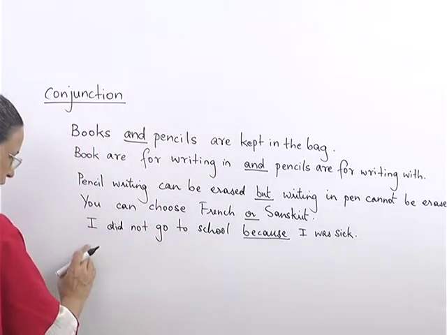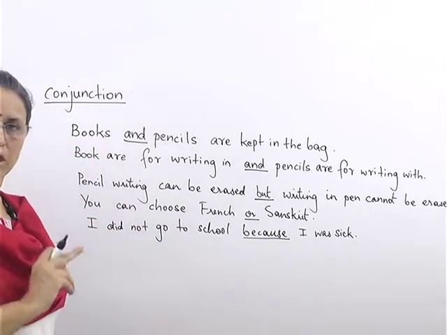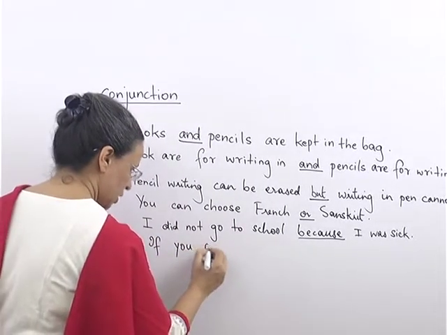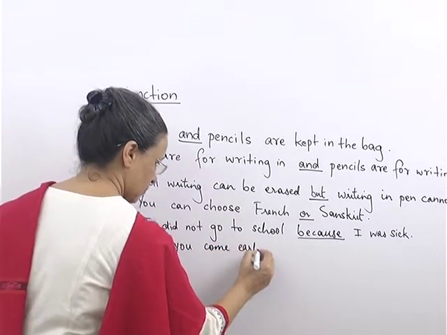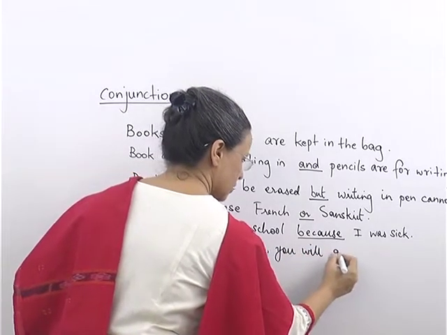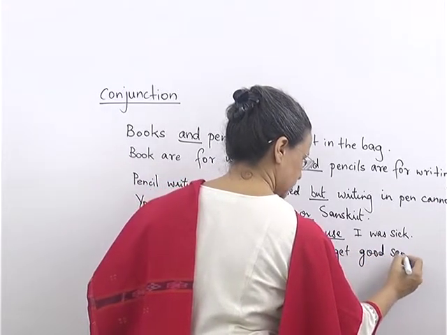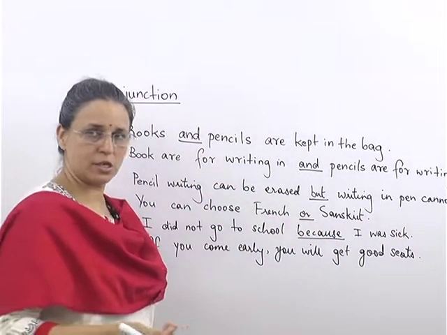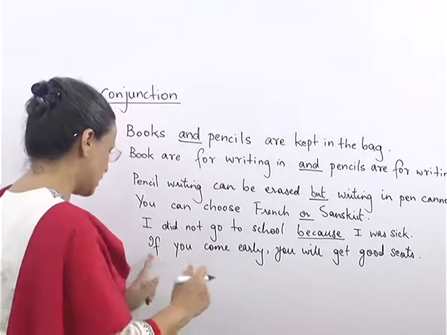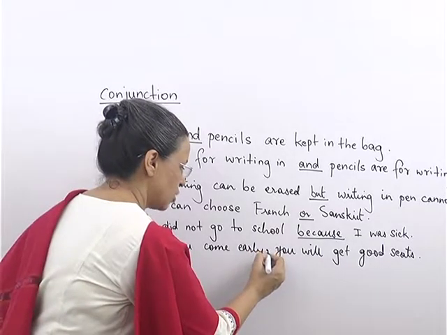Now, if can come in the beginning or if can come in the middle also. But what is the difference when we write it in the beginning or in the middle? If you come early, comma, you will get good seats. Sometimes you have first come first serve basis. Wherever you want to sit, you can sit. So, if you come early, you can get good seats. Now, this if has come in the beginning. If it comes in the beginning, please note you have to write with a comma.